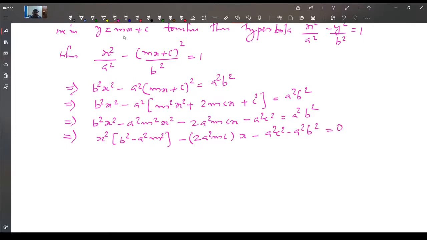So the x coordinate of the point at which y is equal to mx plus c touches the hyperbola is given by the solution of this quadratic equation. And you know that y equal to mx plus c is an asymptote. Therefore, this quadratic equation will not have a solution. So, this quadratic equation does not have a solution if the coefficient of x square and the coefficient of x are 0.